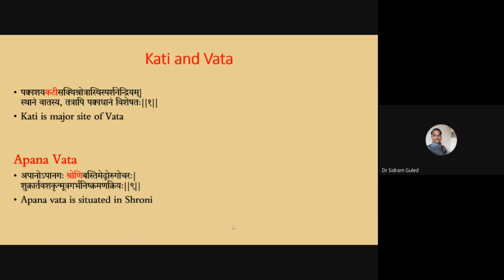Pakvashaya kati sakti, srotrasti sattvanendriyam, sthanam vatasya tatrapi pakvadanam. Especially the specific site is Kati. And in Vata, specifically, Apana Vata is the main dosha that is there in the Shroni. The word Shroni refers to the Bhaga Pradesha, the bony surface area or even the inside of the Shroni. The Apana Vata is the main dosha situated in the Kati.